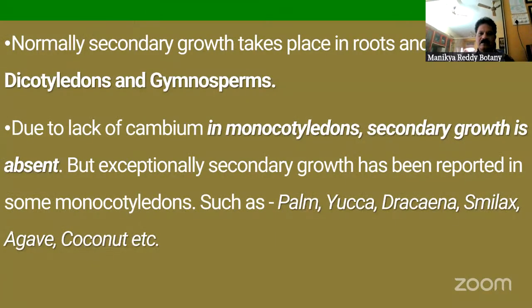Let us see the next slide. Normally, secondary growth takes place in roots and stems of dicots and gymnosperms. Already we have discussed this. In roots also, like stem, secondary growth is seen.